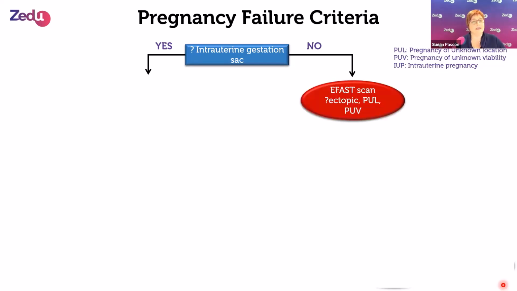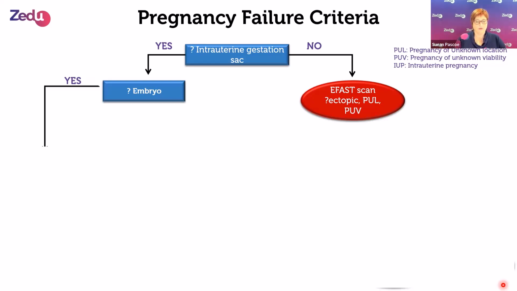Now, if I can't see an intrauterine gestational sac, then we progress on and do an EFAST scan, looking for signs of free fluid in the pelvis, and look at the right upper quadrant for signs of free fluid there. It could be a pregnancy of unknown location. It could be a pregnancy of unknown viability. Now, if I do see an intrauterine sac, the next thing is to focus on the uterus to confirm that.